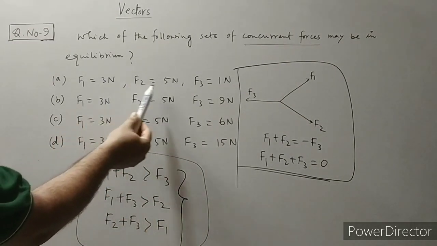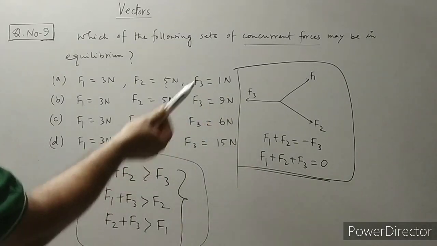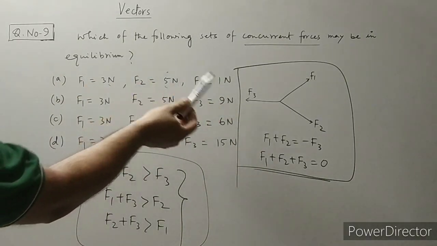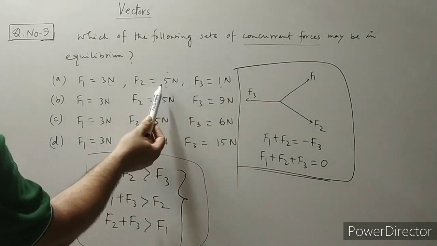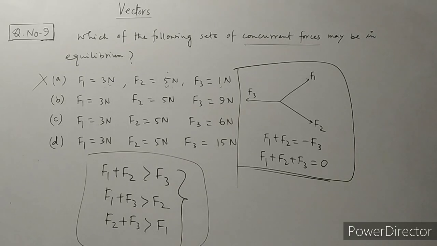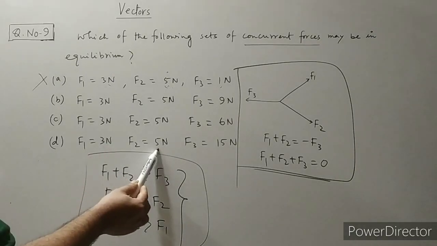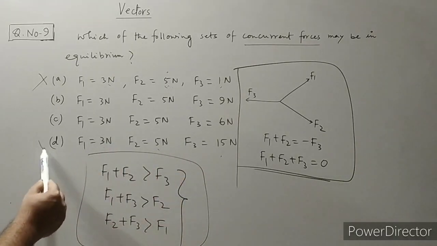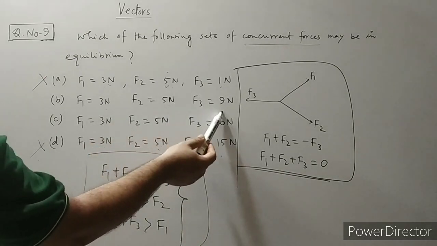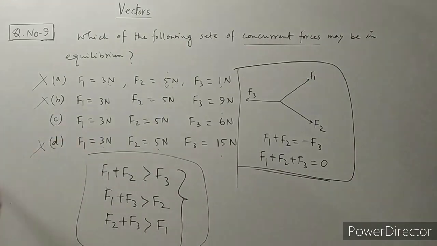Check. 3 plus 5 is more than 1. Yes, correct. 5 plus 1 is more than 3. Yes, correct. 3 plus 1 is more than 5. No, wrong. So it is incorrect. Next, 3 plus 5 is more than 15. No, it is incorrect. 3 plus 5 is more than 9. No, it is also incorrect.